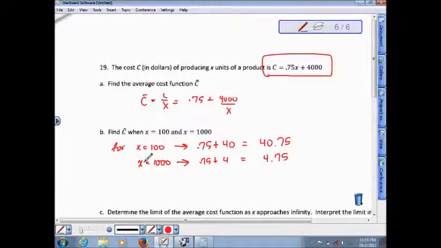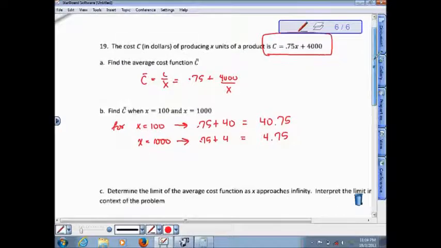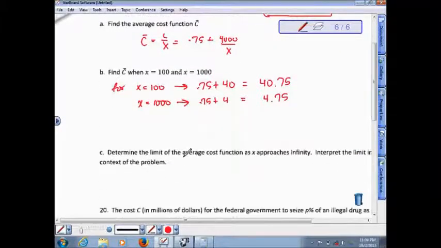So as they continue to produce more and more and more, the average cost is going to continue to go down, but it's only going to go down up to a certain point, and this was our discussion on limits to infinity. And that's the next question here. Determine the limit of the average cost function as x approaches infinity.